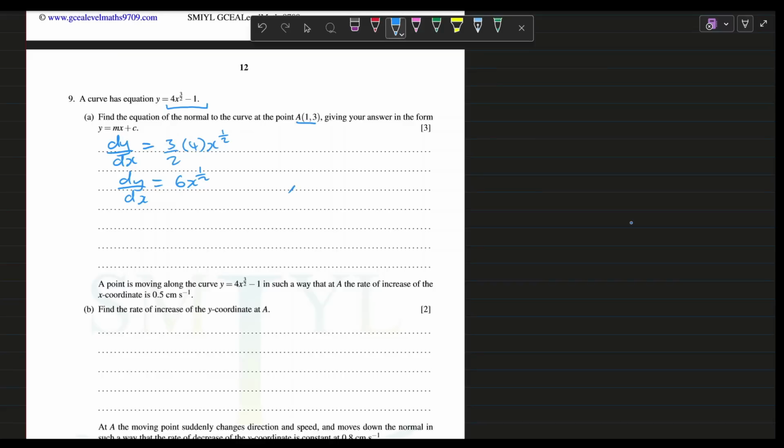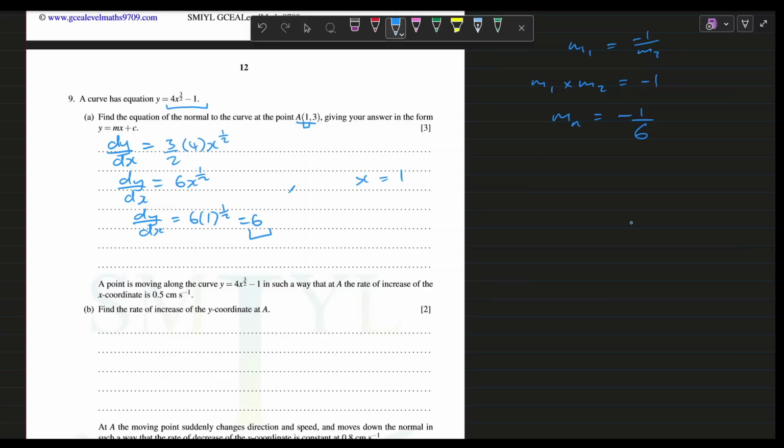All right, and we want to find the gradient at x is equal to 1, because that's the x value at A. So dy/dx is going to be equal to 6 times the root of 1, or 1 to the power half, which is just 6. So this is the gradient of the tangent at A. We want the gradient of the normal. So we can use m1 times m2 is equal to negative 1, which must mean that the gradient of our normal is going to be negative 1 divided by 6, because m1 is equal to negative 1 over m2, and in our case m2 is 6.